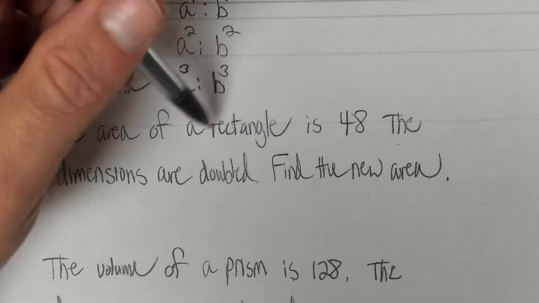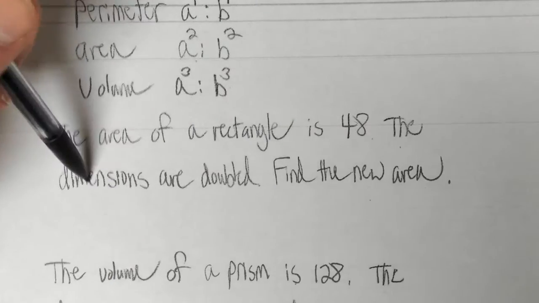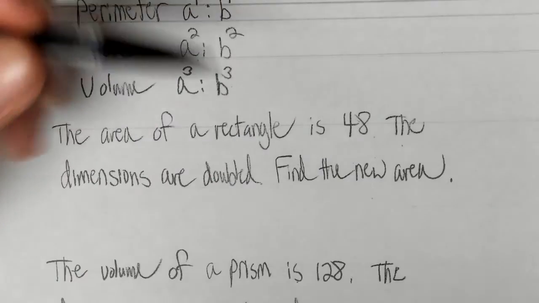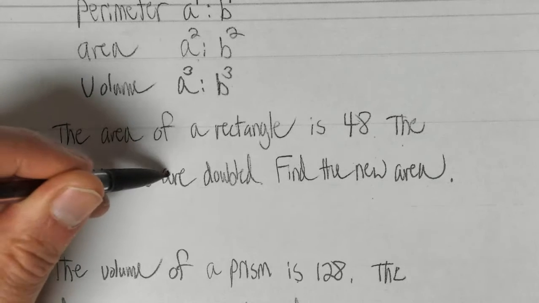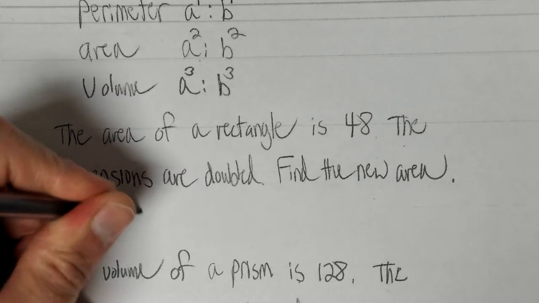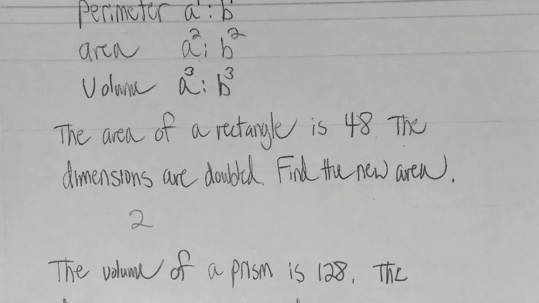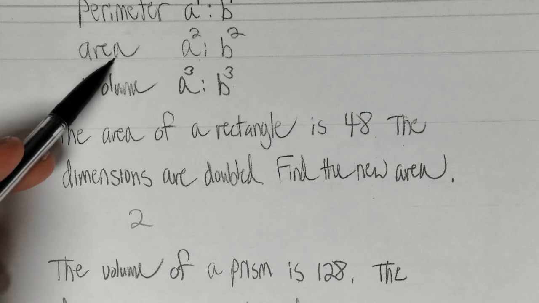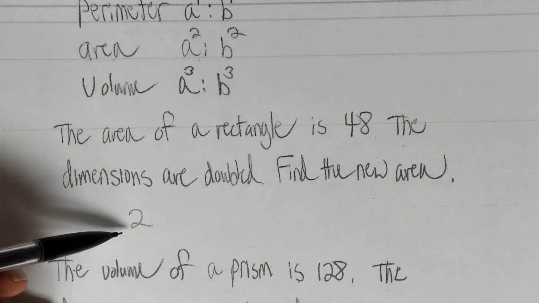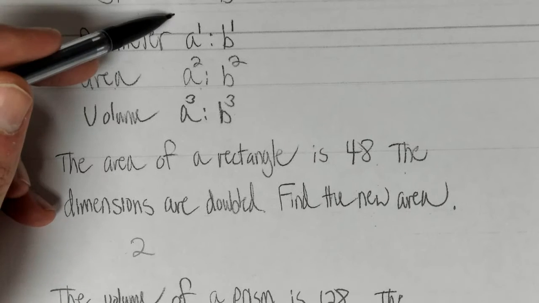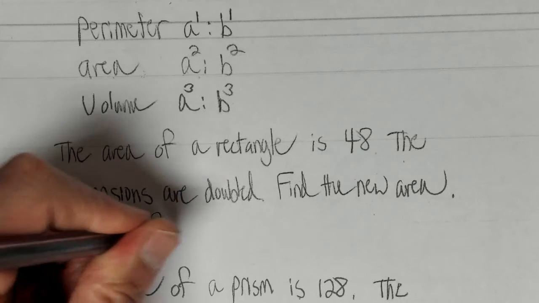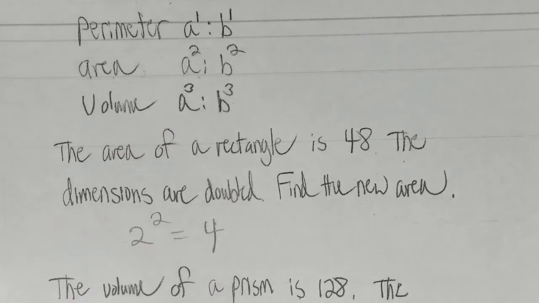It's going to say the area of a triangle is 48. The dimensions are doubled. All right, what is the new area? Okay, so if the dimensions are doubled, then that means the scale factor is 2. So the dimensions got twice as big. Well, they're asking for the new area. What's going to happen to the area? Well, if the scale factor is 2, then the area is going to get bigger by a factor of 2 squared, which is 4.